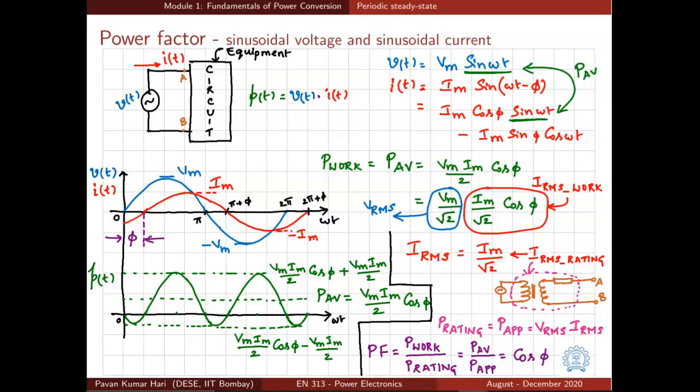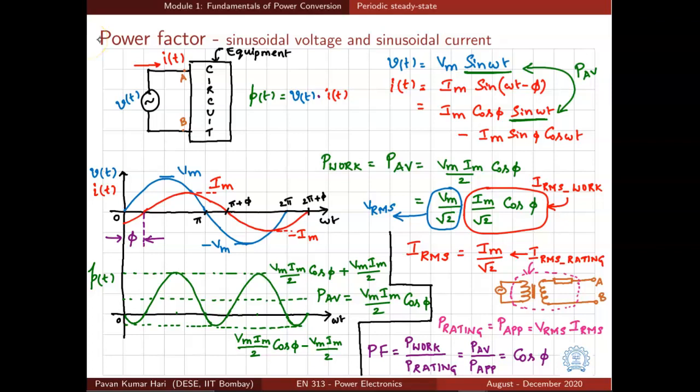Let us try to take a closer look at the current waveform. So I of t can be expressed as Im sin omega t minus phi, and if we expand this sin omega t minus phi, we get two terms, cos phi sin omega t minus sin phi cos omega t. Now if we observe the voltage and current expressions, the voltage is given as Vm sin omega t, and current has two components. One is Im cos phi sin omega t minus Im sin phi cos omega t.